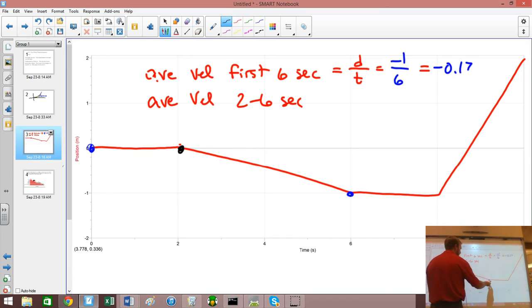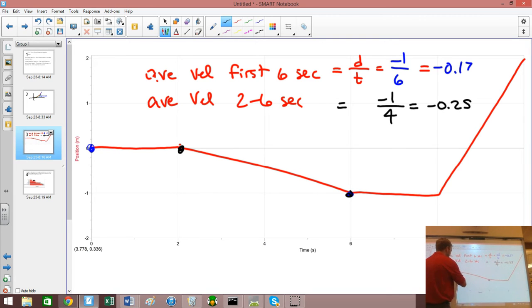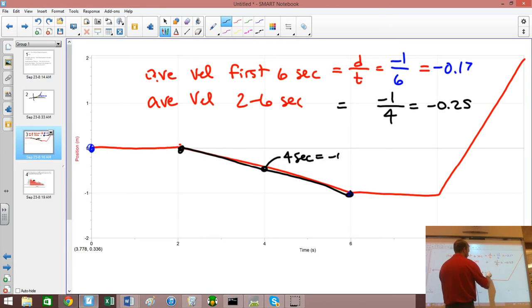I'm going from here to here, so my displacement is still -1 meters, but now it's only taking place over 4 seconds, so that's -0.25. That's actually my speed. My instantaneous speed at 4 seconds is -0.25 meters per second. And that's what my speed is right here.